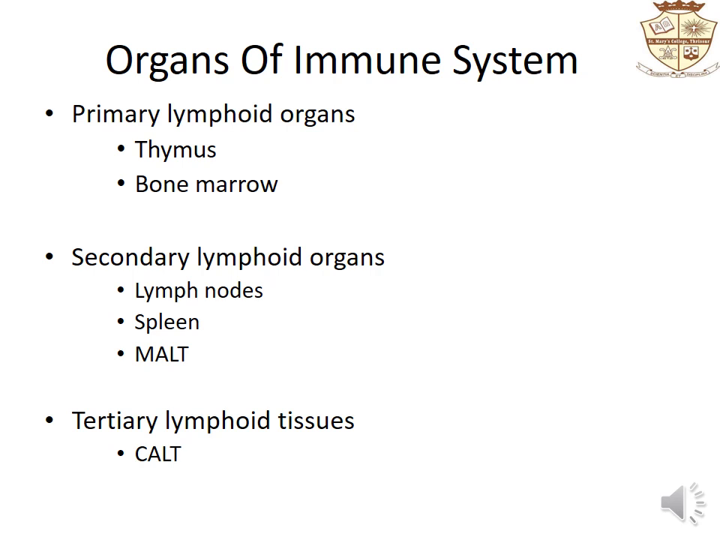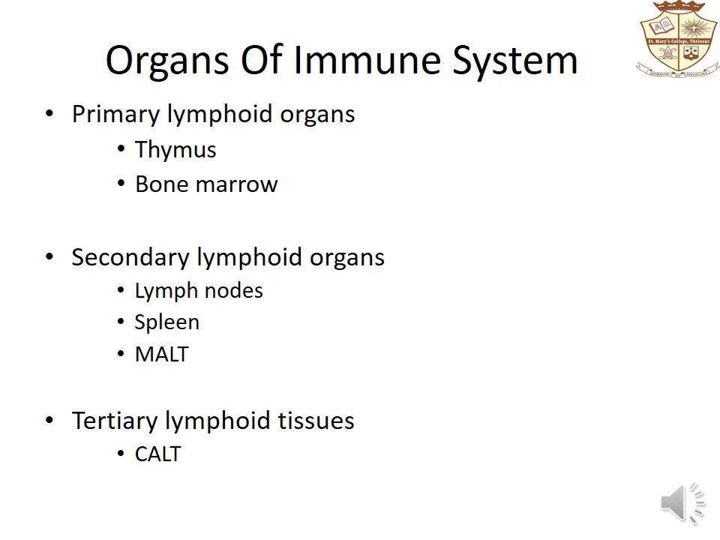The maturation of lymphocytes takes place at the primary lymphoid organs. The secondary lymphoid organs are also known as the peripheral lymphoid organs. Examples for secondary lymphoid organs are lymph nodes, spleen, and MALT. MALT is mucosal associated lymphoid tissue. The secondary lymphoid organs trap antigen and provide sites for the maturation of lymphocytes by providing the site for the interaction of these lymphocytes with the trapped antigens.